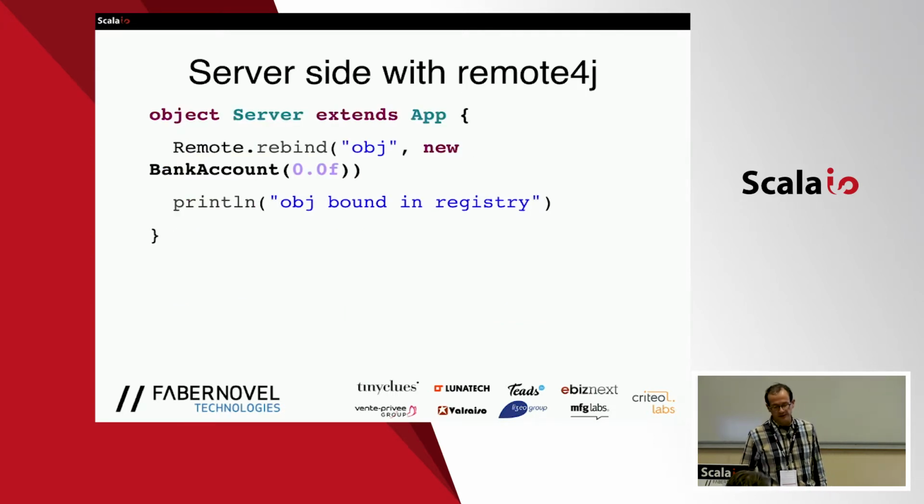On the server side, it works pretty much like for former remote objects. Instead of Naming, you have here Remote, which is an object I have defined in my library. And you do rebind as well. But instead of a remote object, here you have your business object, your normal object, plain old Java object, if you like.